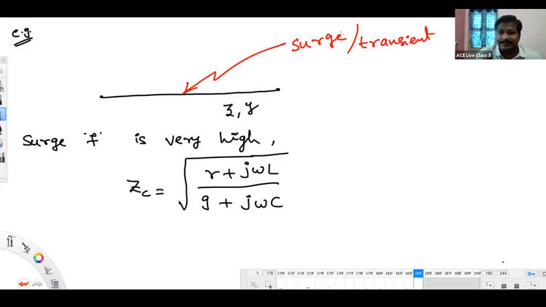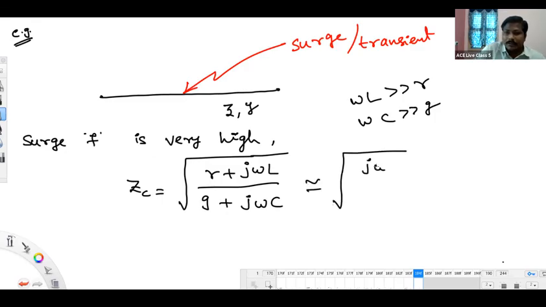In simple words, as the surge frequency is very, very high in number, omega L is very, very high compared to the resistance value, definitely. Omega C is also very, very high compared to the G value, definitely. Because frequency is very high, omega is very large. So omega L is very large compared to R, and omega C is very high compared to G. This you can write approximately as square root of j omega L by j omega C, and it will be root of L by C only.